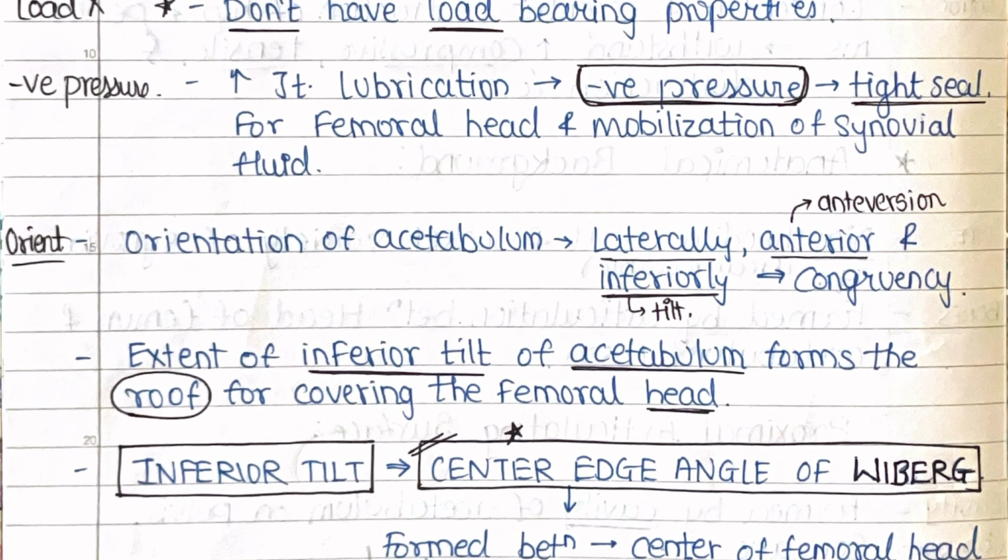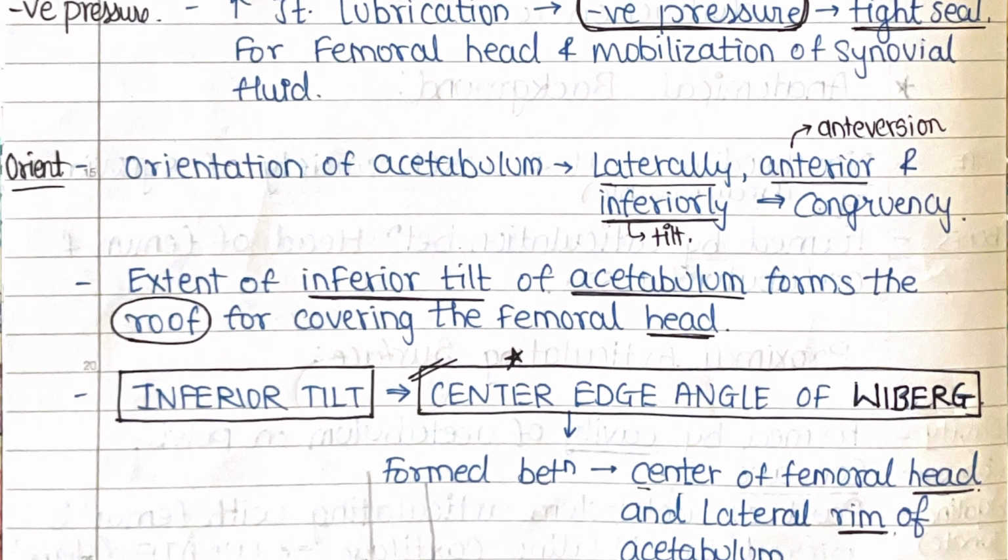Then is orientation. The orientation of the acetabulum is laterally, anteriorly and inferiorly. So anterior orientation is known as anteversion, and inferior orientation is known as tilt of the acetabular fossa. These points will be covered in the further topics. Wait, if you haven't understood what is meant by anteversion or tilt.